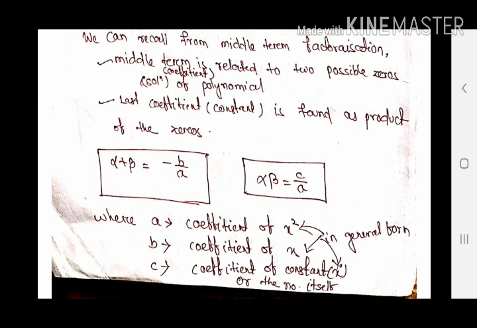We have considered the zeros to be alpha and beta. The sum of zeros, alpha plus beta, equals the negative of the ratio of the coefficient of x and the coefficient of x square, meaning it is minus b by a. So simply remember, alpha plus beta, the sum of the zeros, equals minus b by a, and similarly the product of the zeros, alpha beta, equals c by a. Here c is the coefficient of the number itself, and a is the coefficient of x square.